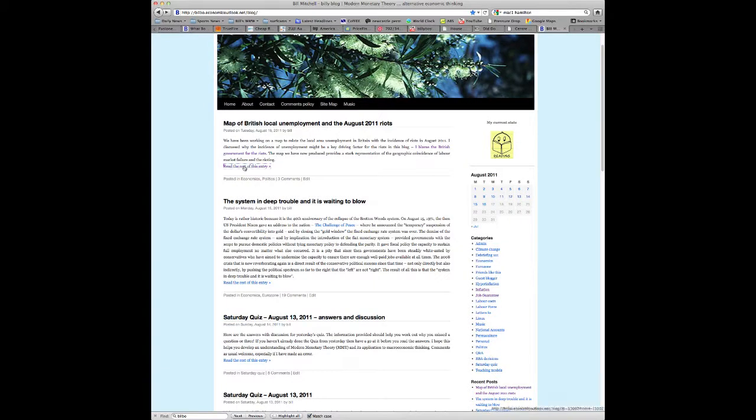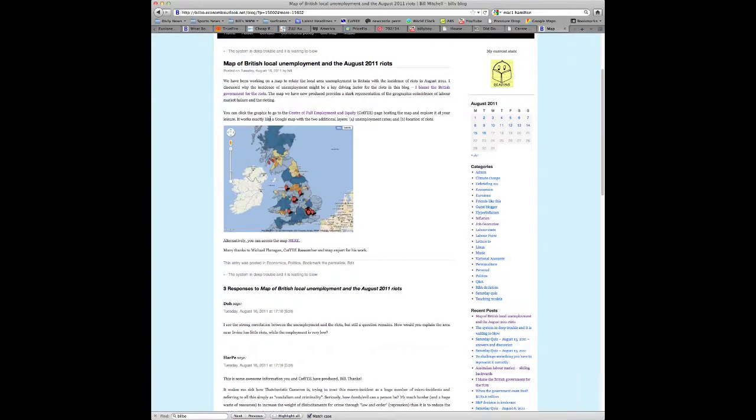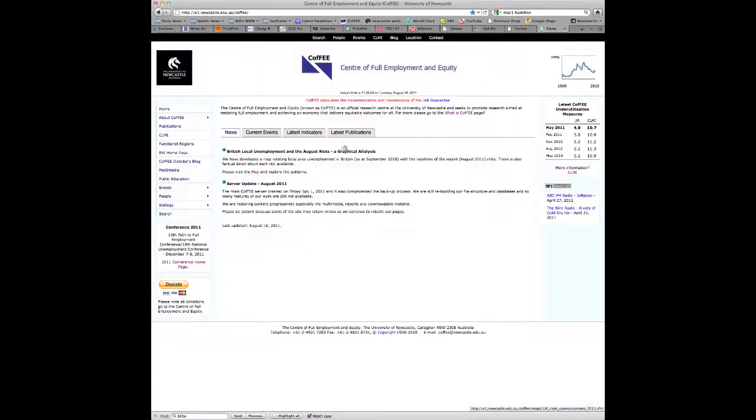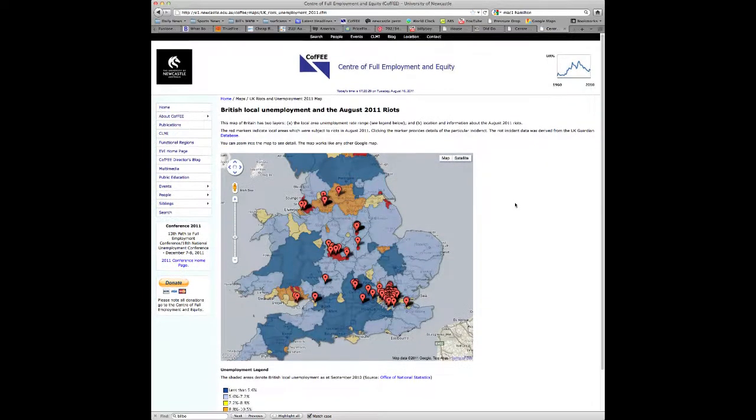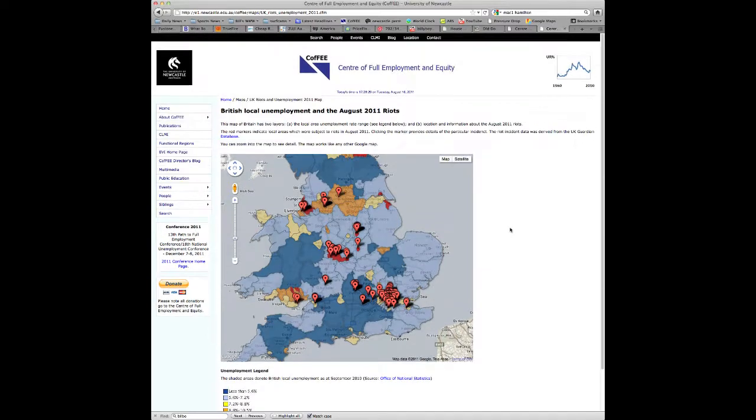So let's just go here. This was my brief blog today, and this takes us to the Centre of Full Employment and Equity at the University of Newcastle, and here's our map that we produced, which relates British local unemployment to the riot incidents in the August 2011 riots.